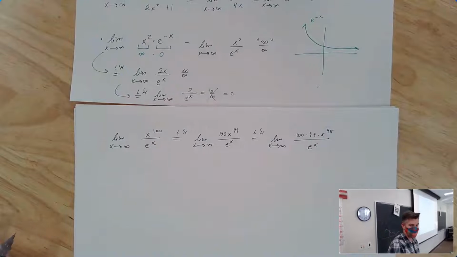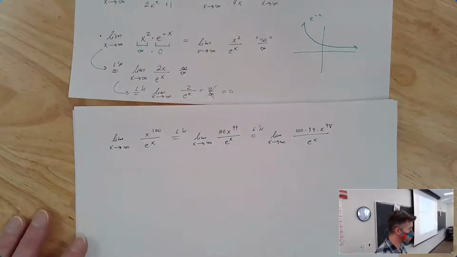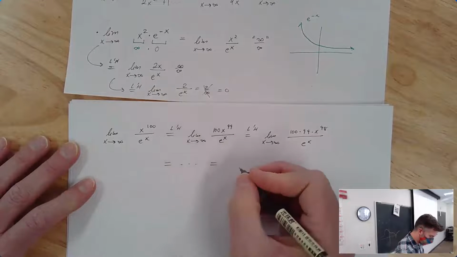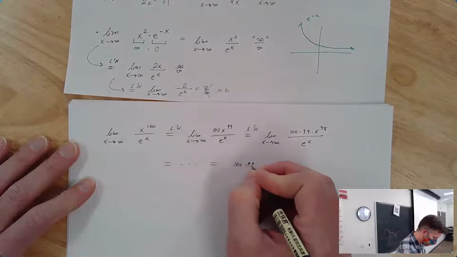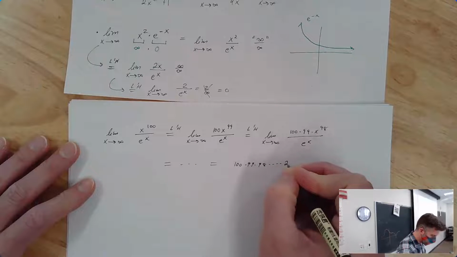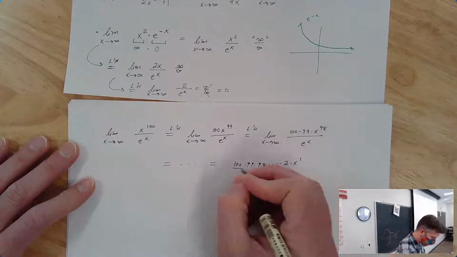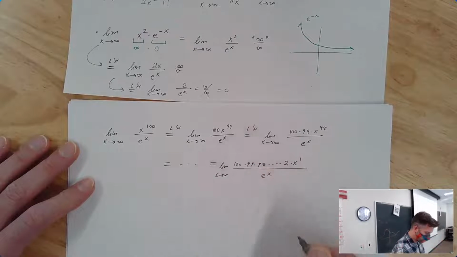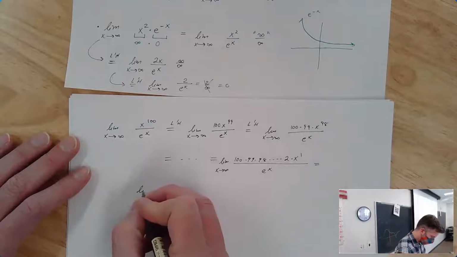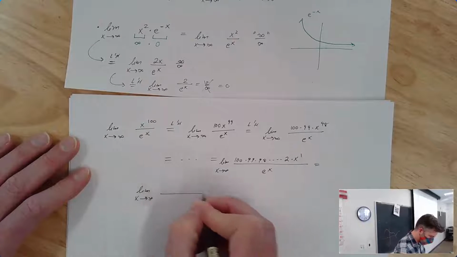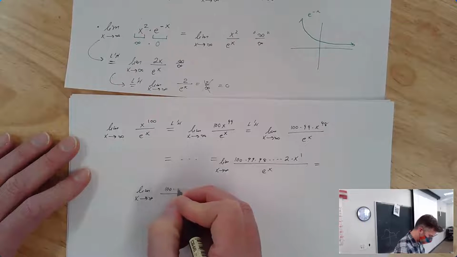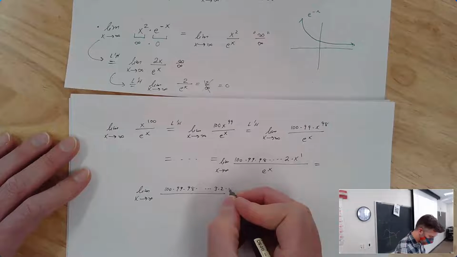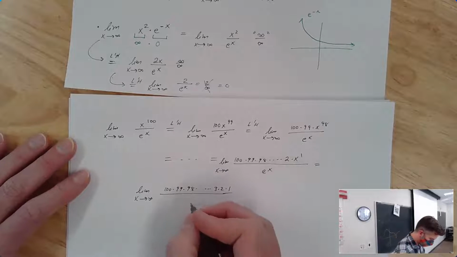I'm going to do this probably like 98 more times. Not really. But after 98 more steps, we're going to get to the point where we have 100 times 99 times 98, all the way down to 2 times x to the first over e to the x. Oh, sorry, I forgot the limit. And then finally, the last step is going to be the limit as x goes to infinity of 100 times 99 times 98 times all the way down to 3 times 2 times 1 times x to the 0 over e to the x.